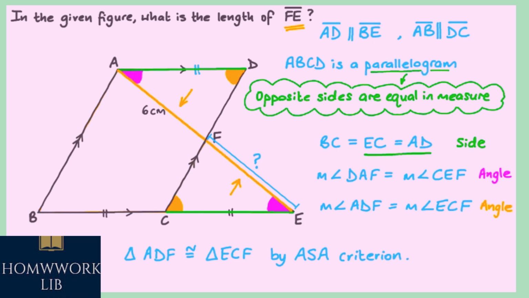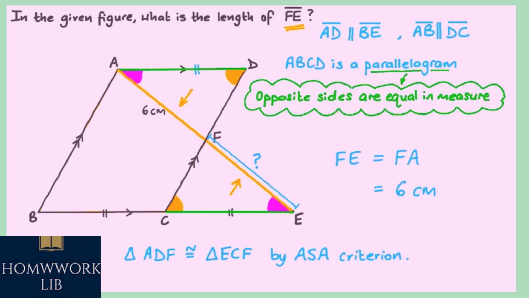In the congruent triangles, the side which is corresponding to line segment FE is line segment FA. As these are corresponding sides, they are congruent, and the length of line segment FA is 6 centimeters. So we have found the answer of 6 centimeters for the length of line segment FE by first using the properties of parallelograms and then proving that there is a pair of congruent triangles.